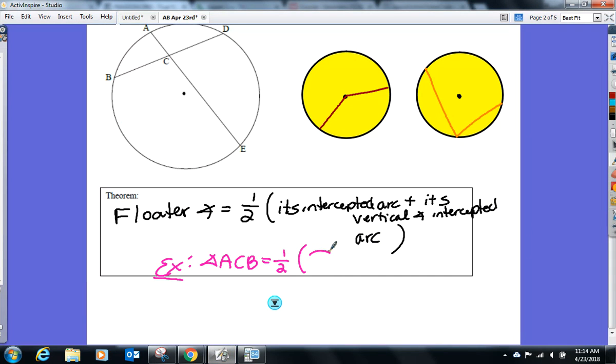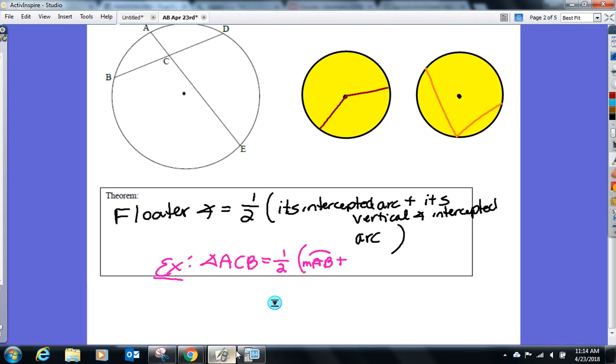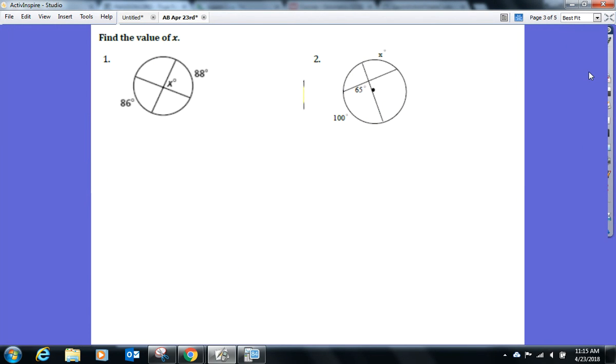Arc AB, so the measure of arc AB, plus, now here's what you have to remember, its vertical angle's arc. So look at ACB, look at its vertical angle, and tell me the arc that one makes. What do you got for me? Arc DE, the measure of arc DE, yes. That is how I find a floater angle. Half its arc and its vertical angle's arc. We okay there? Floater angle.